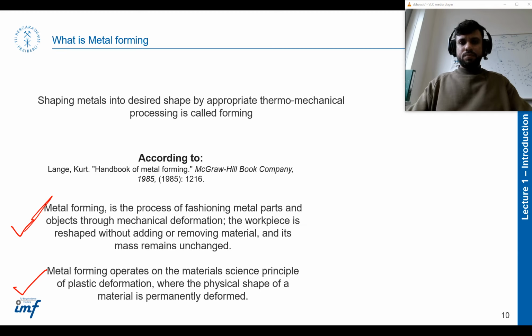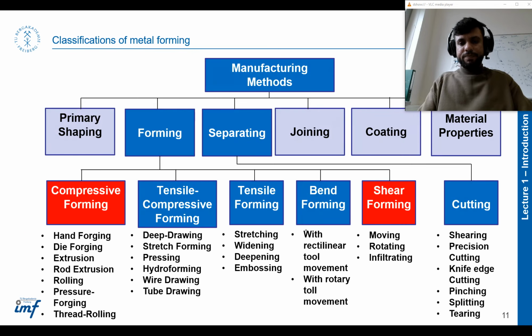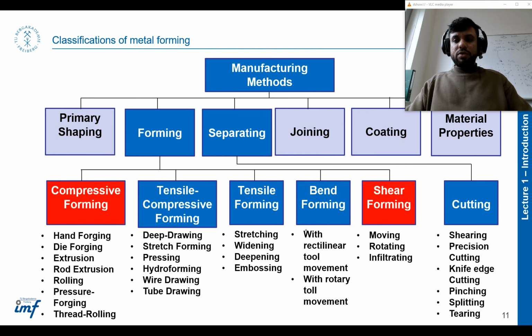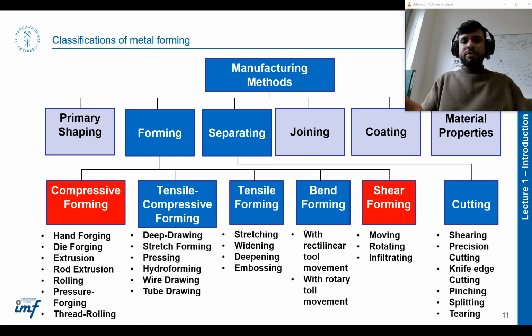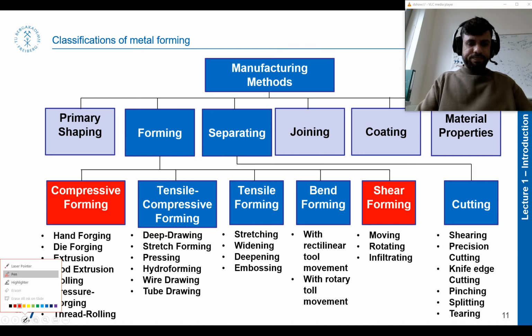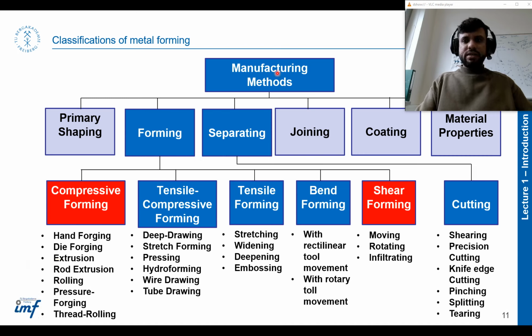So you generally understand the concept of what metal forming is. And if we talk about different manufacturing methods here, we see that they can be classified into different types, which is generally primary shaping, which is basically shaping a liquid metal into a solid shape in the form of a die or something. So that is called primary shaping.